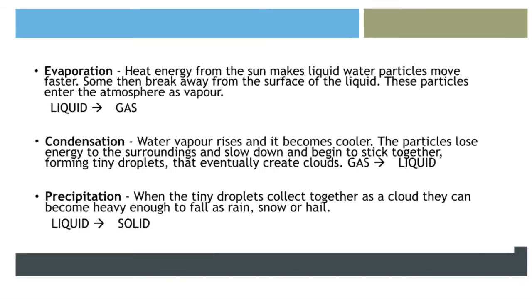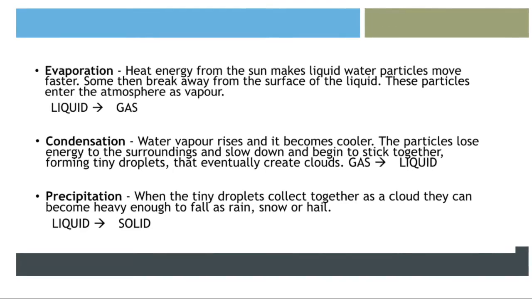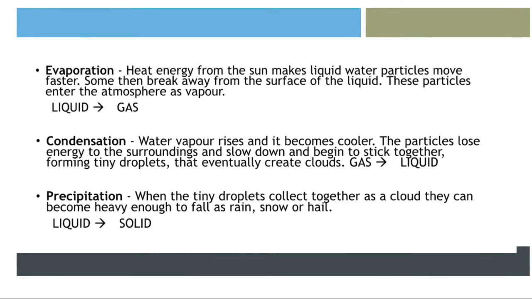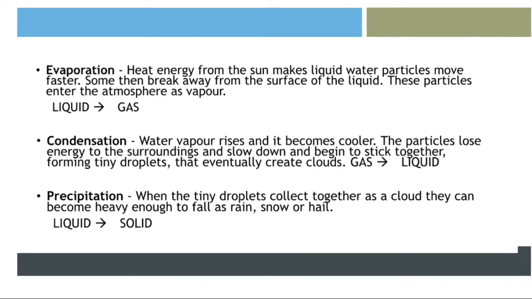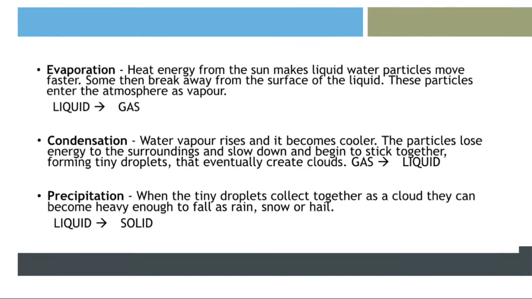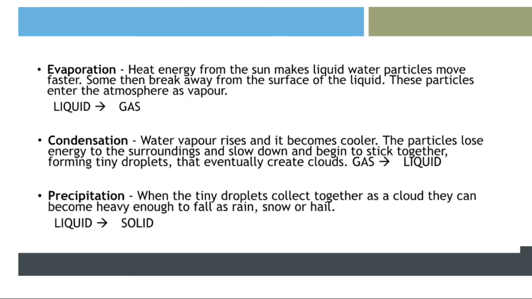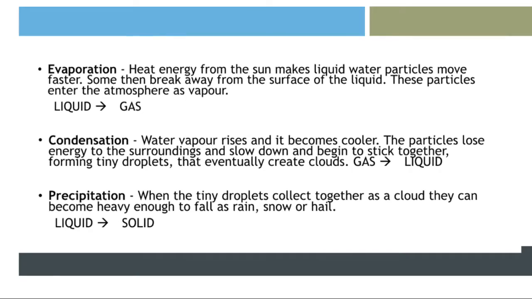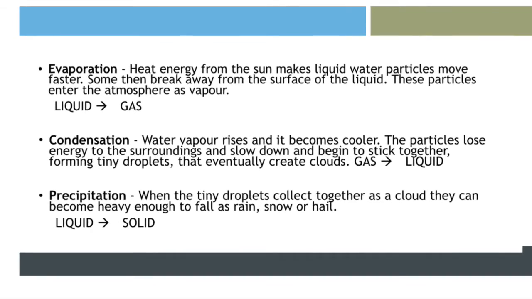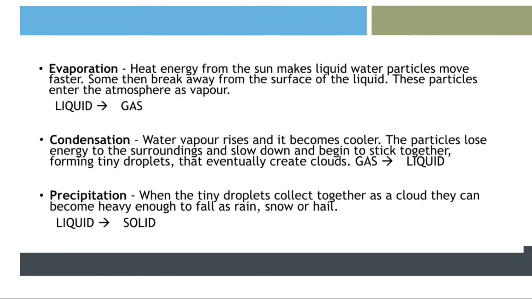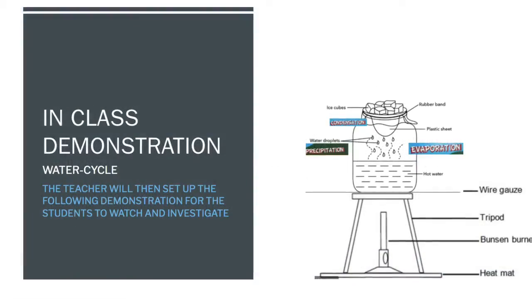The teacher may also set up an in-class demonstration that the teacher will do and show the children. So this isn't an experiment for the children to do, just because it will be too dangerous. But the students could observe, and using their app, they could take photos and they could write down their own observations of what they see in that water cycle.